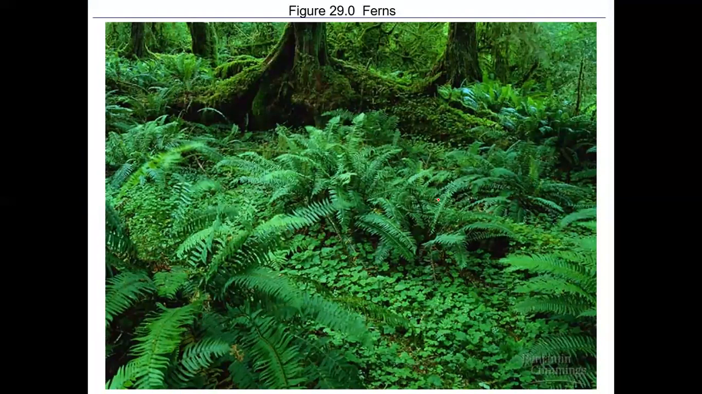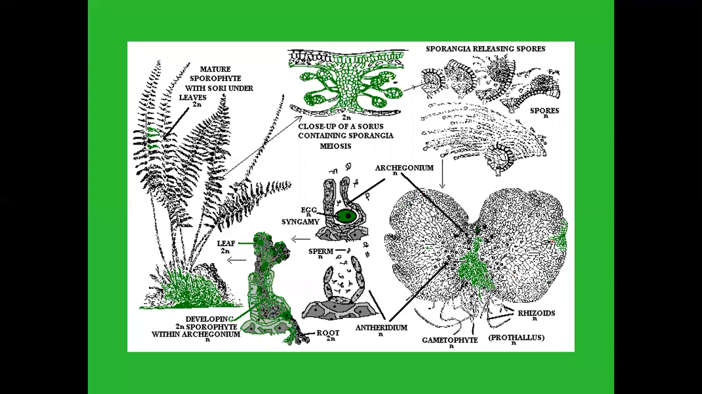So when you look at a fern like this, you're looking at a fern that is diploid. This is the sporophyte stage. When you look at a moss on the ground, that's the gametophyte. But when you look at a fern, you're looking at the sporophyte. Now, here's the life cycle of a fern. It's very, very simple. It's very similar to the one of the moss, but it just looks a lot different.